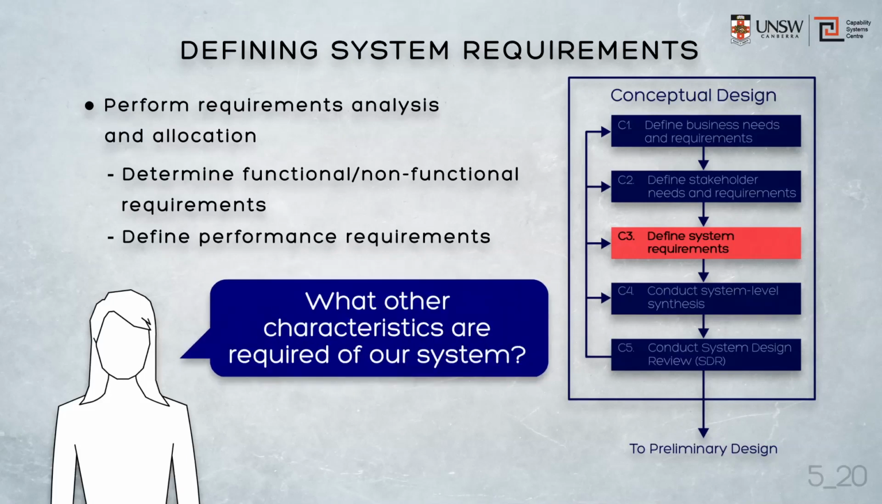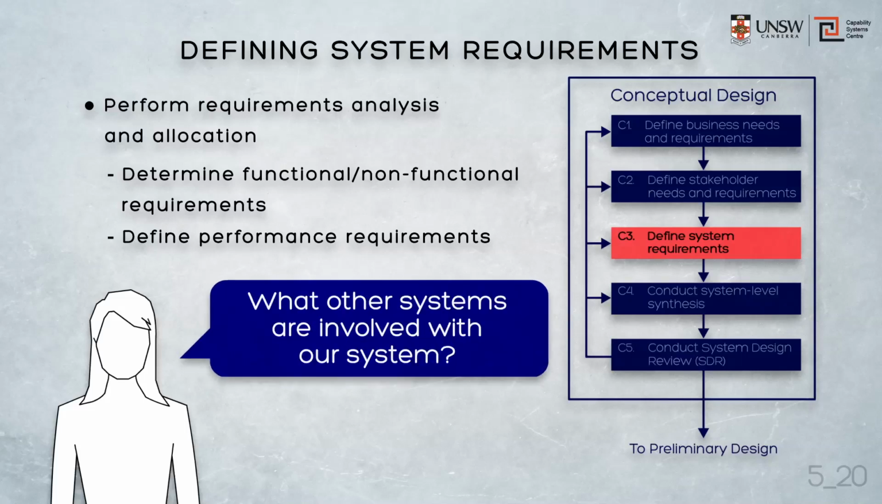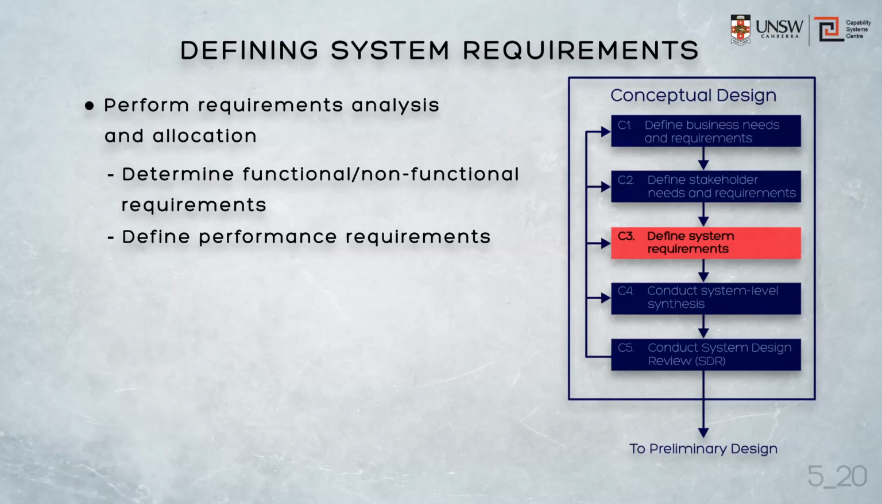What other characteristics are required of our system? These are typically emergent properties or non-functional requirements associated with our system. These might include factors like reliability, usability, or maintainability, just as examples. What other systems are involved with our system? We may need to define external interface requirements, probably specialised examples of functional requirements associated with our system. And under what conditions is our system expected to operate? We also need to be able to define how we are going to verify our system performance against those requirements.